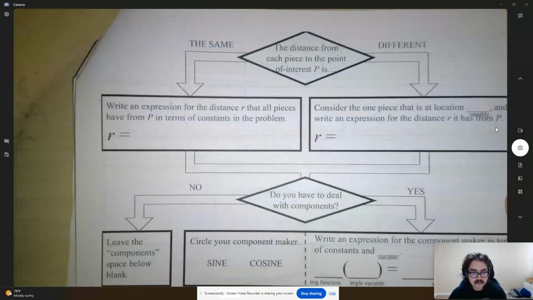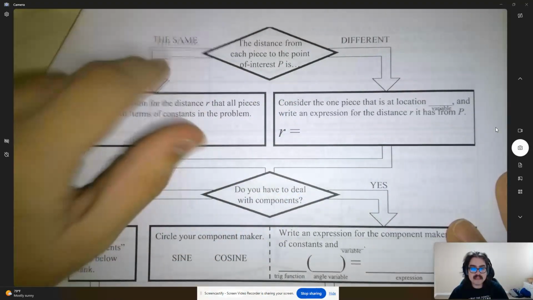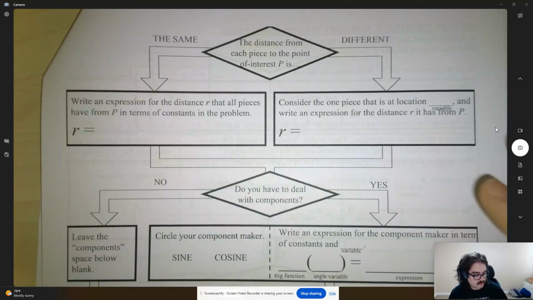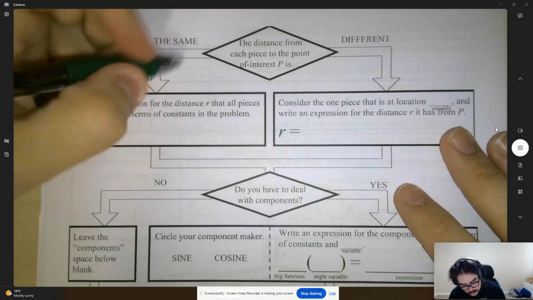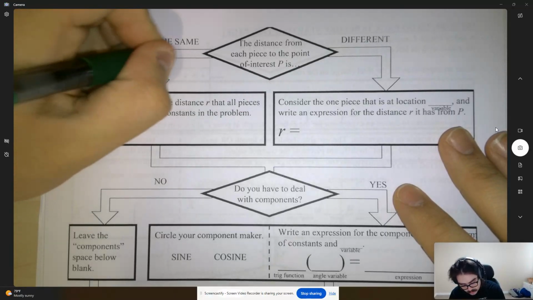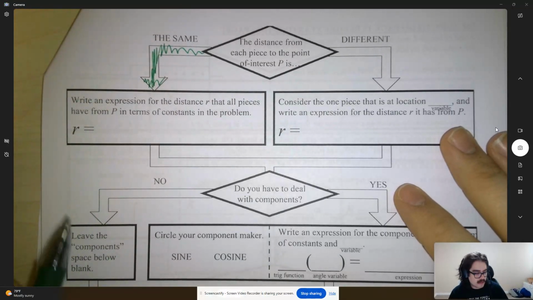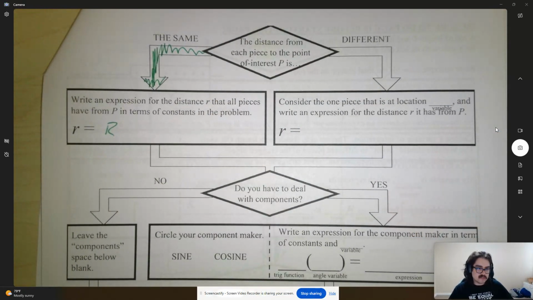So then the distance from each piece to the point of interest P is going to be the same because it's an arc of charge, right? Every piece is the same distance from the origin. And so my expression is just going to be capital R, right? That's the distance that every single piece is from there. It's the radius.